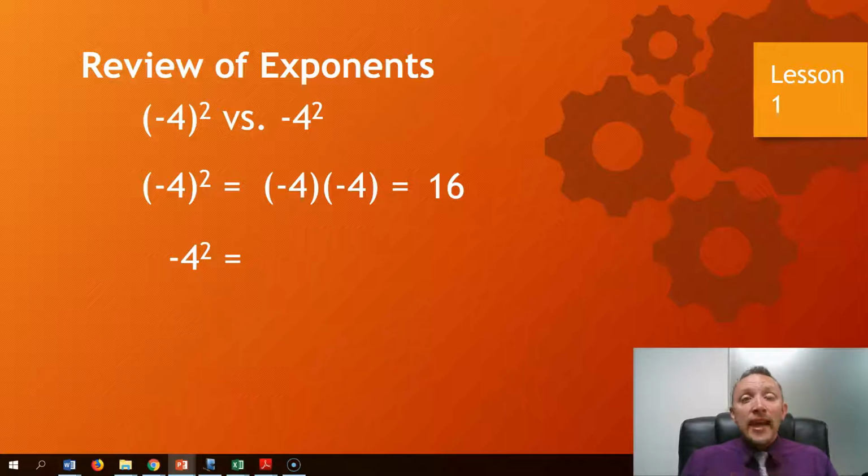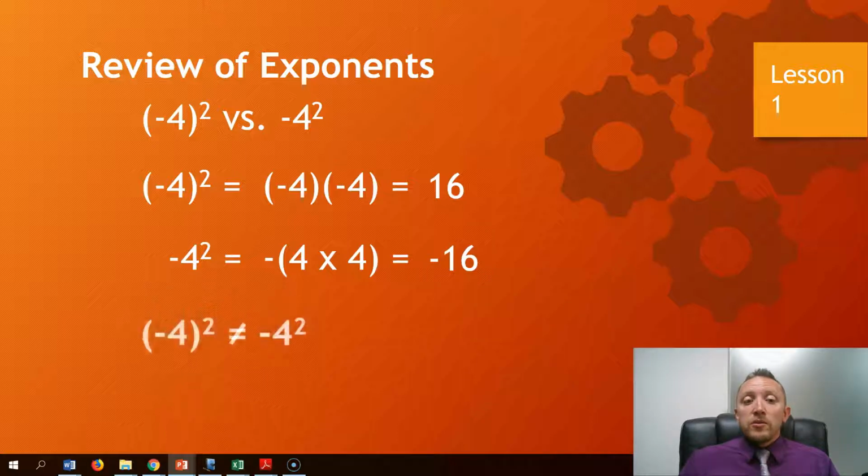Well, when you see it like that, the only thing that's being squared is the 4. So we would have negative the quantity 4 times 4. So 4 times 4 is 16 because we're only squaring the 4, and so our answer in this case would be negative 16. So the quantity negative 4 squared is not the same as negative 4 squared. That's really, really important to make sure you understand.